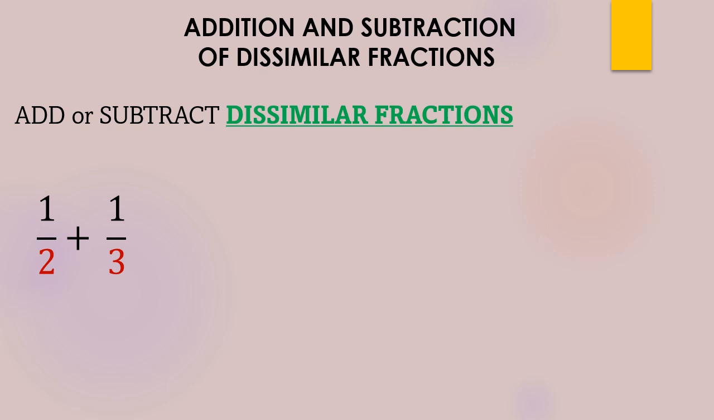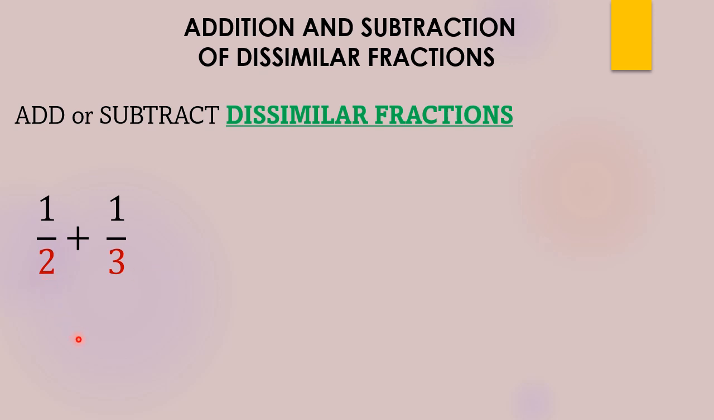But before we proceed to our topic, let us recall how to add and subtract dissimilar fractions. How do we know that the two given fractions are dissimilar? To know if the two fractions are dissimilar, look at the two denominators. If they have different denominators, then we can say that these two fractions are dissimilar fractions, like 1/2 and 1/3. Now, how do we add fractions with different denominators?